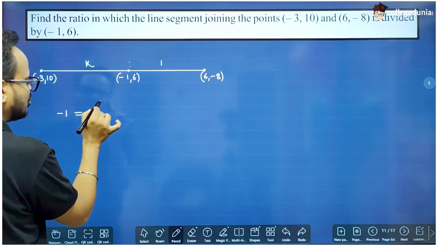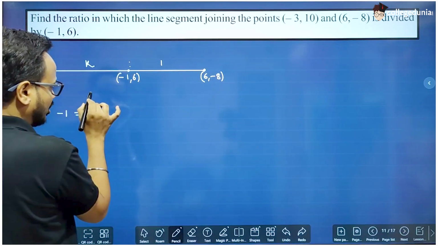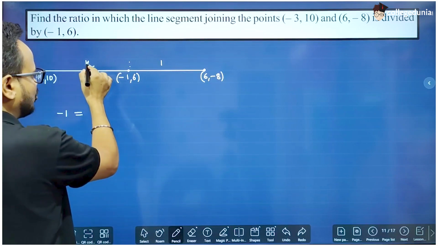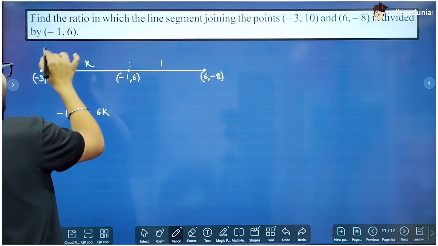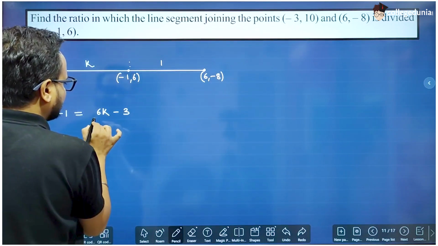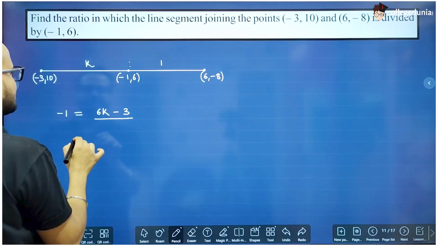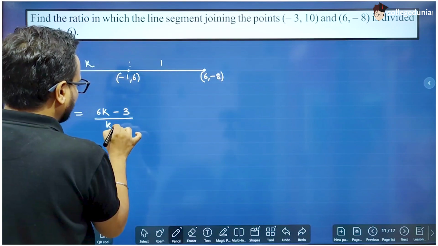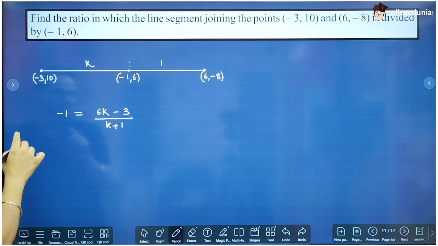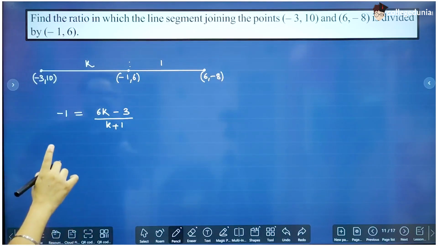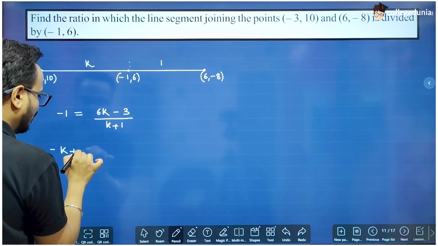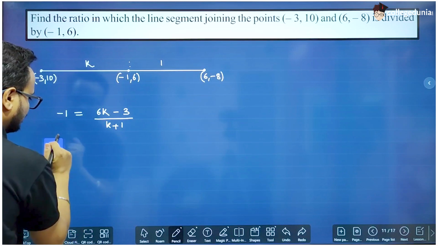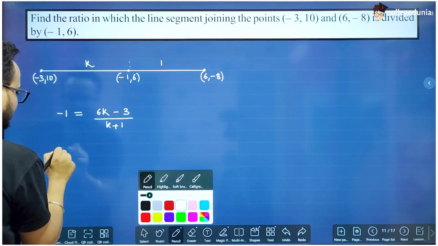Minus 1 will be equal to the x coordinate of this point: minus 1 will be equal to k into 6, that is 6k, plus 1 into minus 3, that is minus 3, divided by k plus 1. And using this we can find the value of k. We don't have to use the other equation because there is only one unknown, so only one equation is needed.